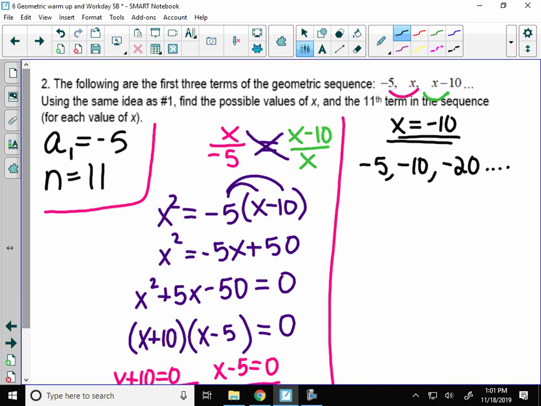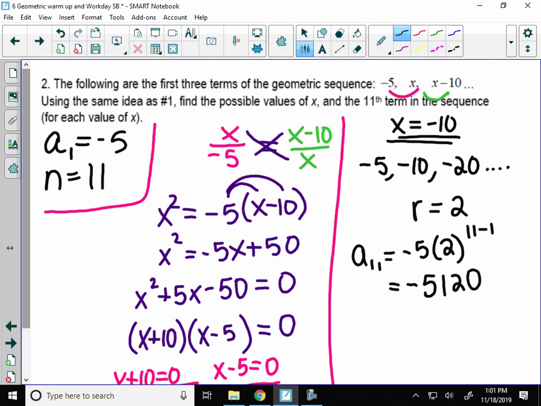What's the common ratio if that is the sequence? 2. So now that I know the common ratio, could I find the 11th term? Yes, I could find a sub 11, and that would be negative 5 times 2 to the 11 minus 1 power. And can you calculate for me what is that 11th term? Yes. Okay, so that's one option for the sequence.